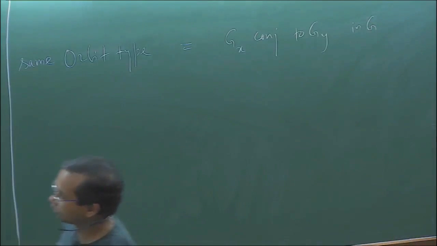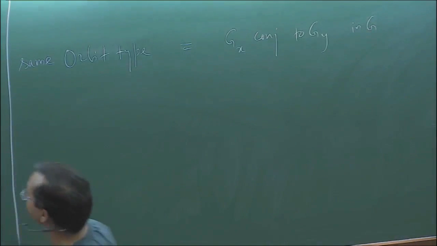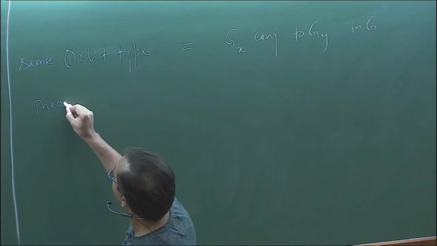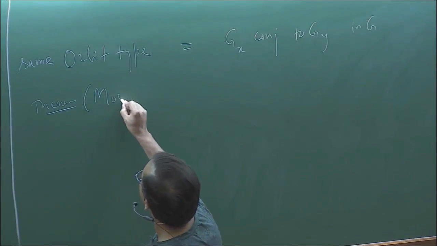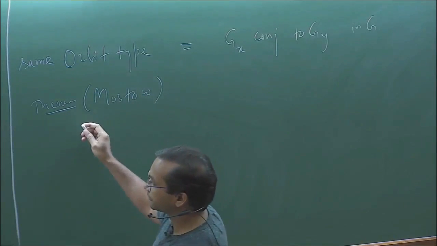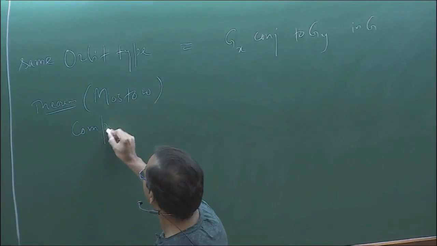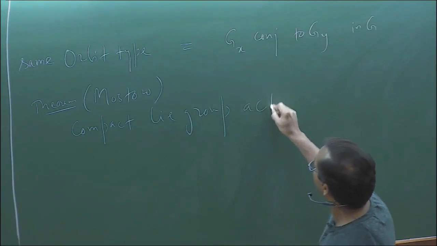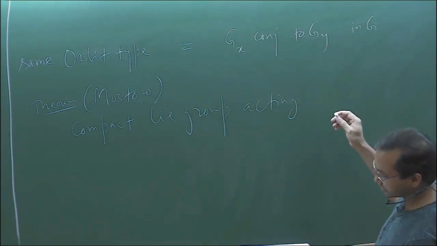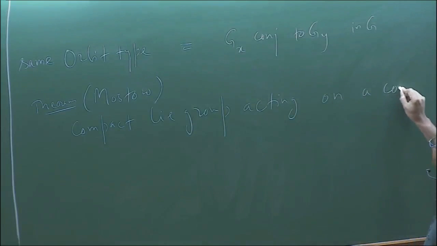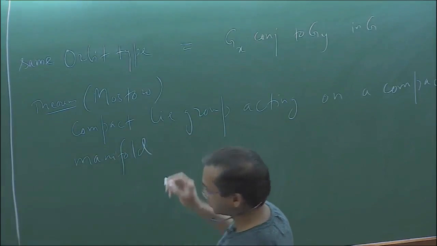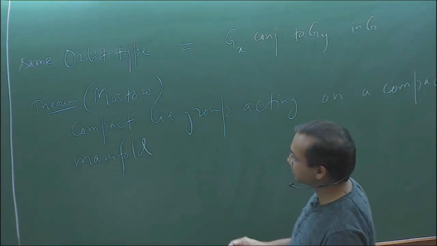So I want to point out this theorem of Mostow. It says that if I have a compact Lie group acting on a compact manifold, then there are only finitely many orbit types.